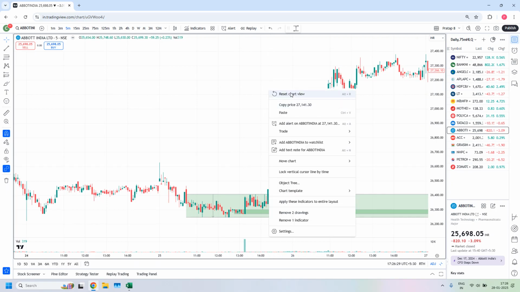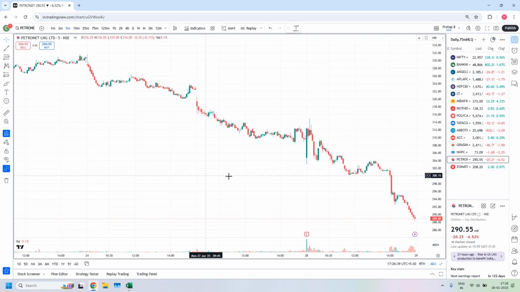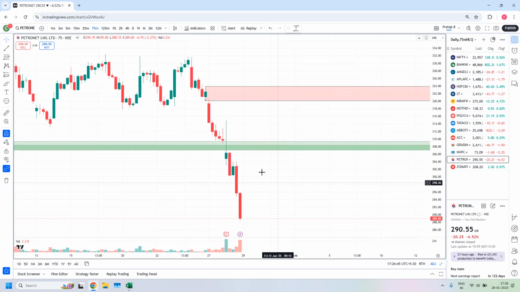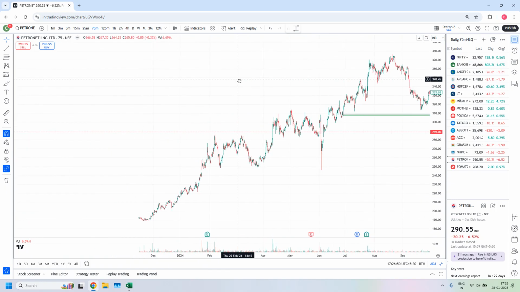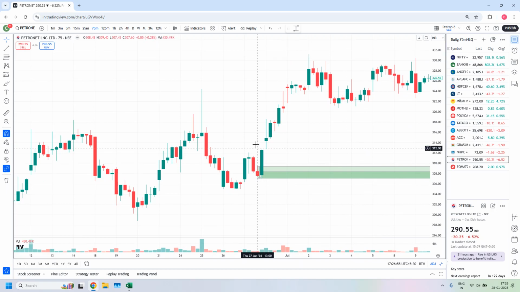Okay. Anyway, the structure is not good, easily violated. There is one more. Petronet is also violated. Let me check. Petronet is also a demand zone, a high liquidity demand zone. We have a drop base rally, and this is on the 15 minutes time frame.